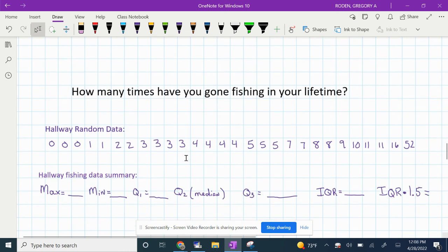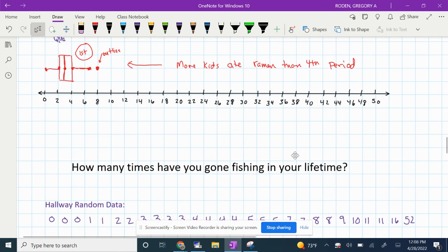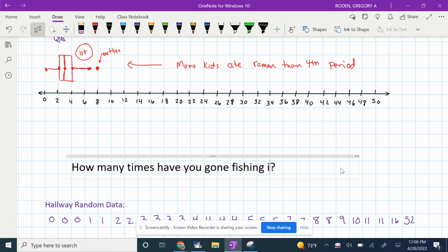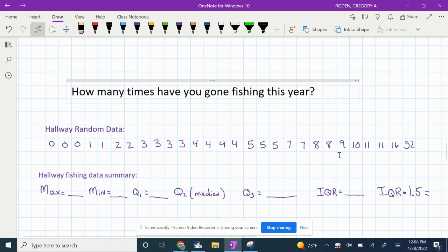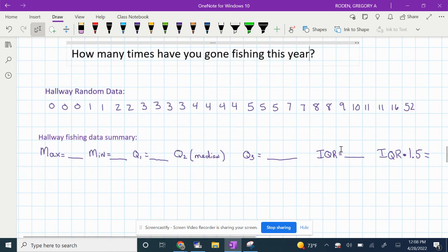Okay, so the last thing, and I'm sorry, this question is, how many times have you gone fishing this year? I just went and randomly asked kids, how many times have you been fishing this year? I also asked myself that, and I don't know if you guys will see where my answer was in there.